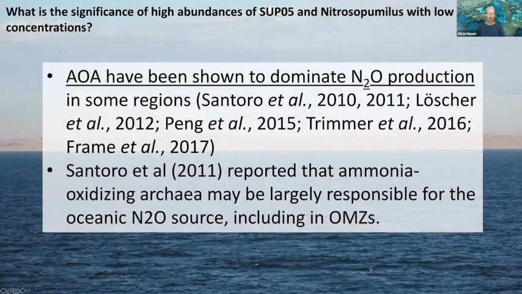Okay, so why does this matter? Again, what are the ecological implications of having high abundances of this ammonia oxidizing archaea? Well, we know that AOA can actually dominate N2O production in some regions of the global ocean. Santoro et al. reported that ammonia oxidizing archaea may be largely responsible for the oceanic N2O source, including in OMZs.